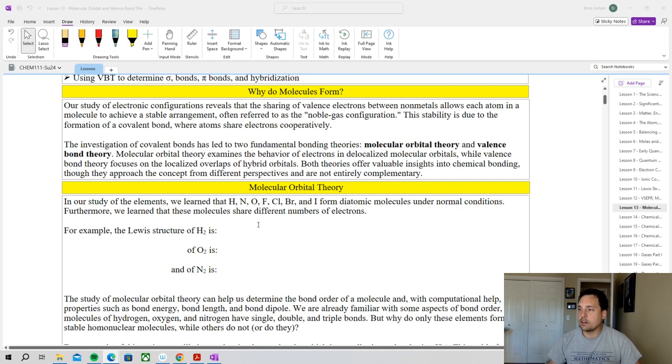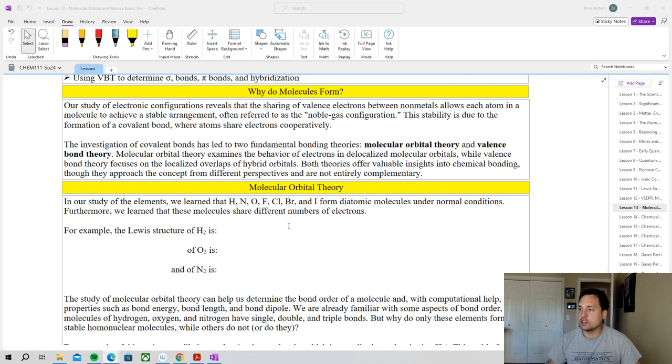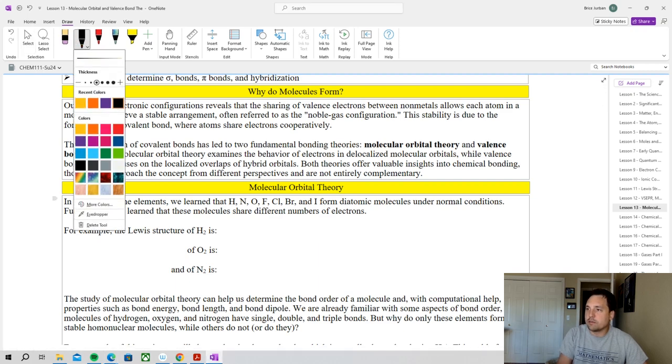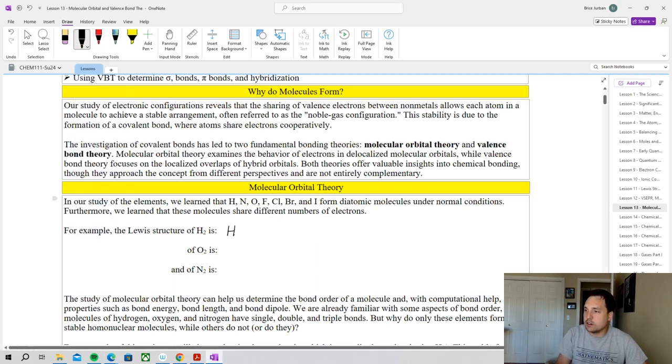So far, we've learned that elements such as hydrogen, nitrogen, oxygen, fluorine, chlorine, bromine, and iodine typically form diatomic molecules under normal conditions. And furthermore, these molecules will share different numbers of electrons. So some will share 2, some 4, some 6. Why is it that they do this? Well, let's look at the Lewis structure of hydrogen to start off with. Hydrogen just has 2 electrons and they share them in a single bond.